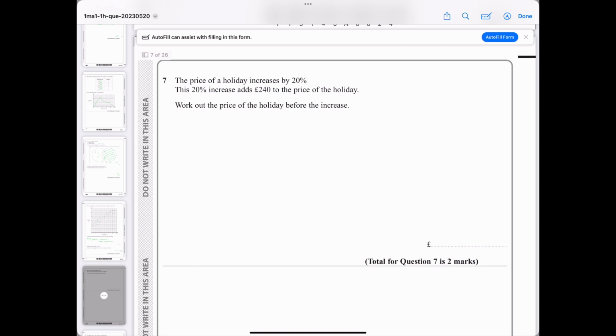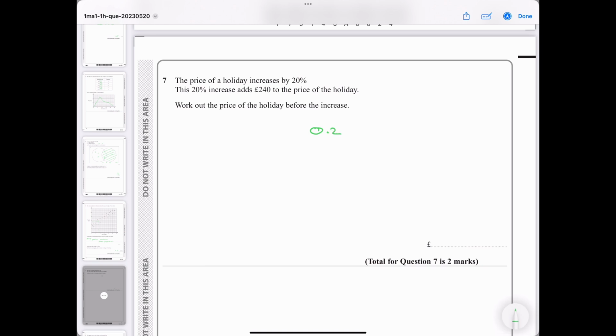Right, the price of a holiday increases by 20%. This 20% increase adds 240 to the price of a holiday. Work out the price of a holiday before the increase. So that means 0.2 of x equals 240. So that means x is 240 divided by 0.2. Another way of saying that is 240 divided by 1/5. And that means 5 times 240, because it's keep, flip, change, which is 1200.